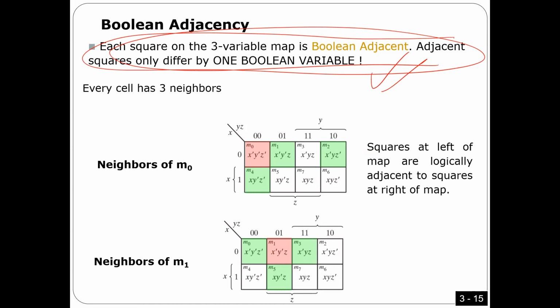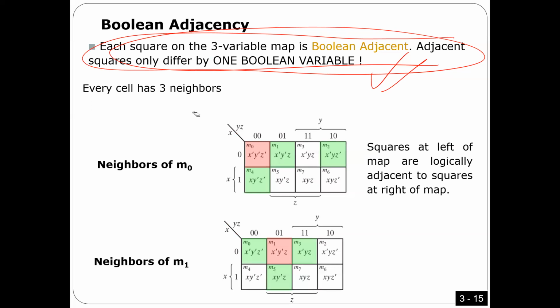One more thing I want to tell you. We have 3 variables. That means, because we have 3 variables, every square has 3 neighbors. Any square here has 3 neighbors because it's 3 variables. In the case of 2 variables, every square has 2 neighbors. In the case of 4 variables, as I'm going to explain, every square has 4 neighbors. What I'm saying? So you can see.